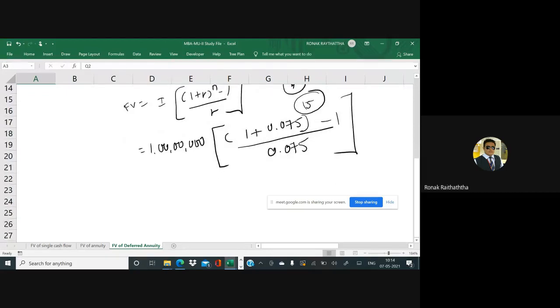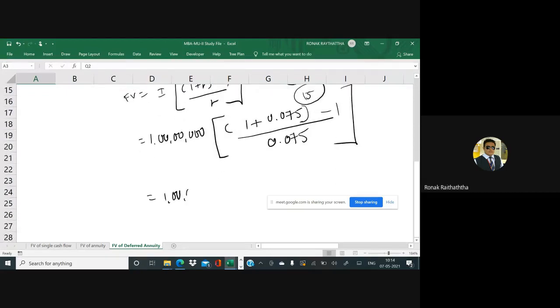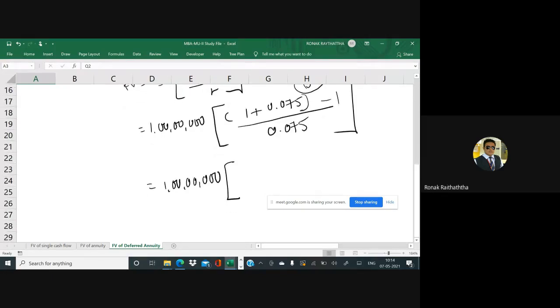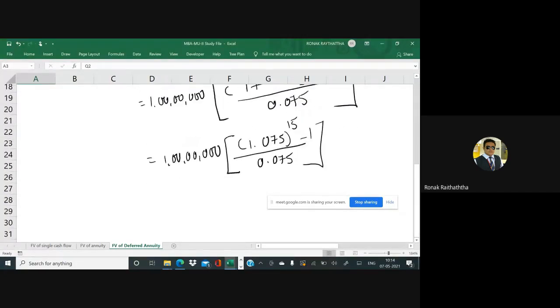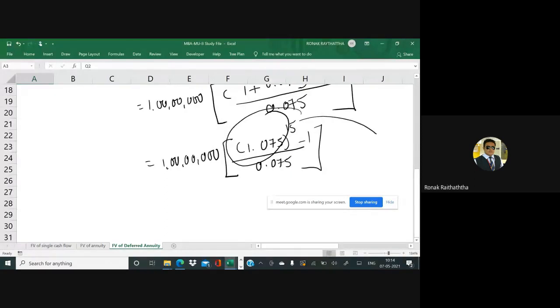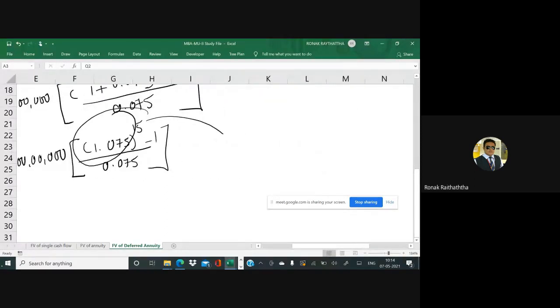So my friend, let me simplify this further. Don't make a mistake with the zeros, otherwise we may get a zero. 1.075 raised to 15 minus 1 divided by 0.075. So we'll be assuming that as an x. So let x equal to 1.075 raised to 15.